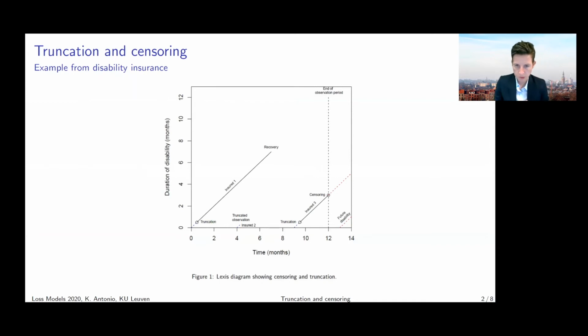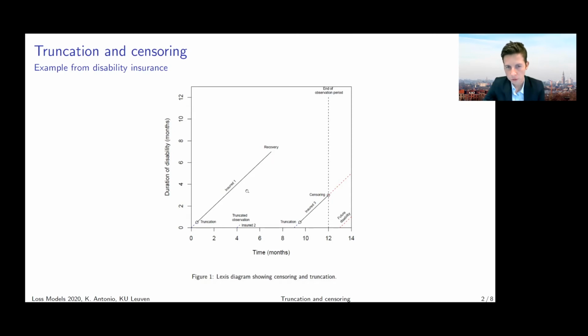So what I'm visualizing here is the onset of periods of disability for policyholders. And this kind of concept or this kind of tooling, we call it a Lexis diagram. It's a popular tool in demography, but also in certain actuarial modeling problems. And what we see here is that each line represents the onset of a period of disability for an insurance policyholder, and that goes over time.